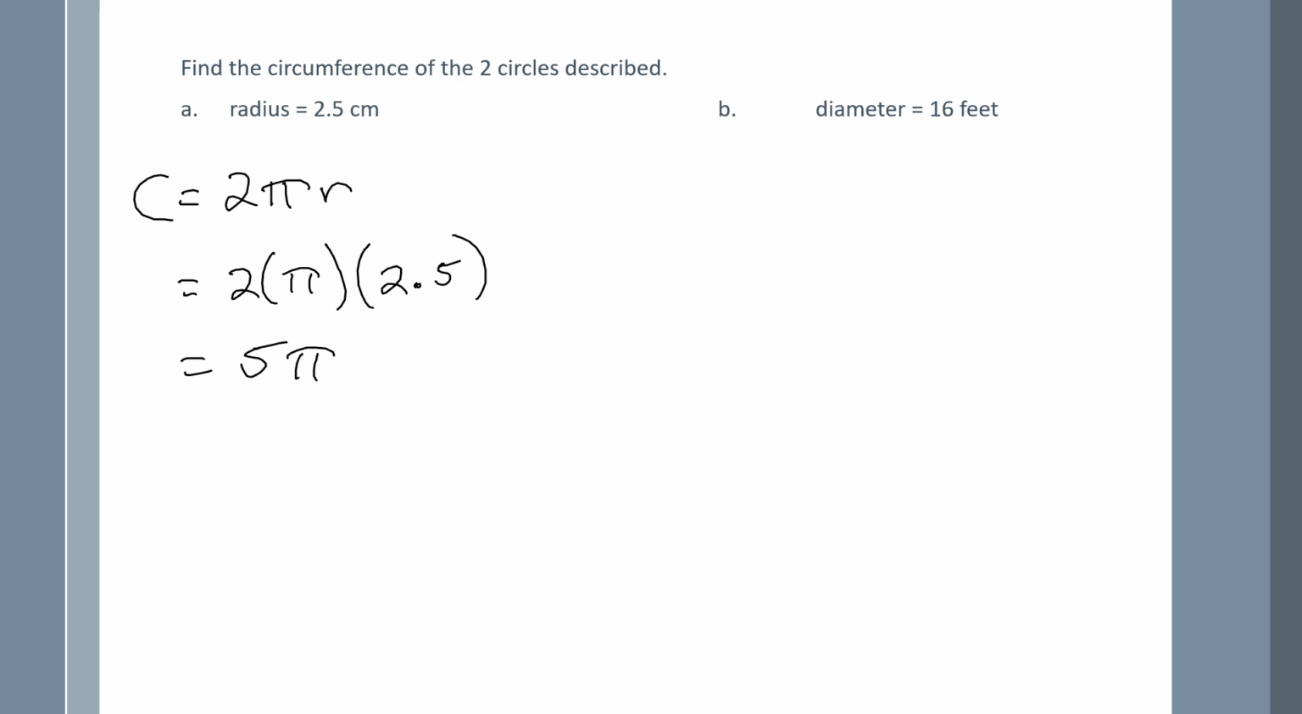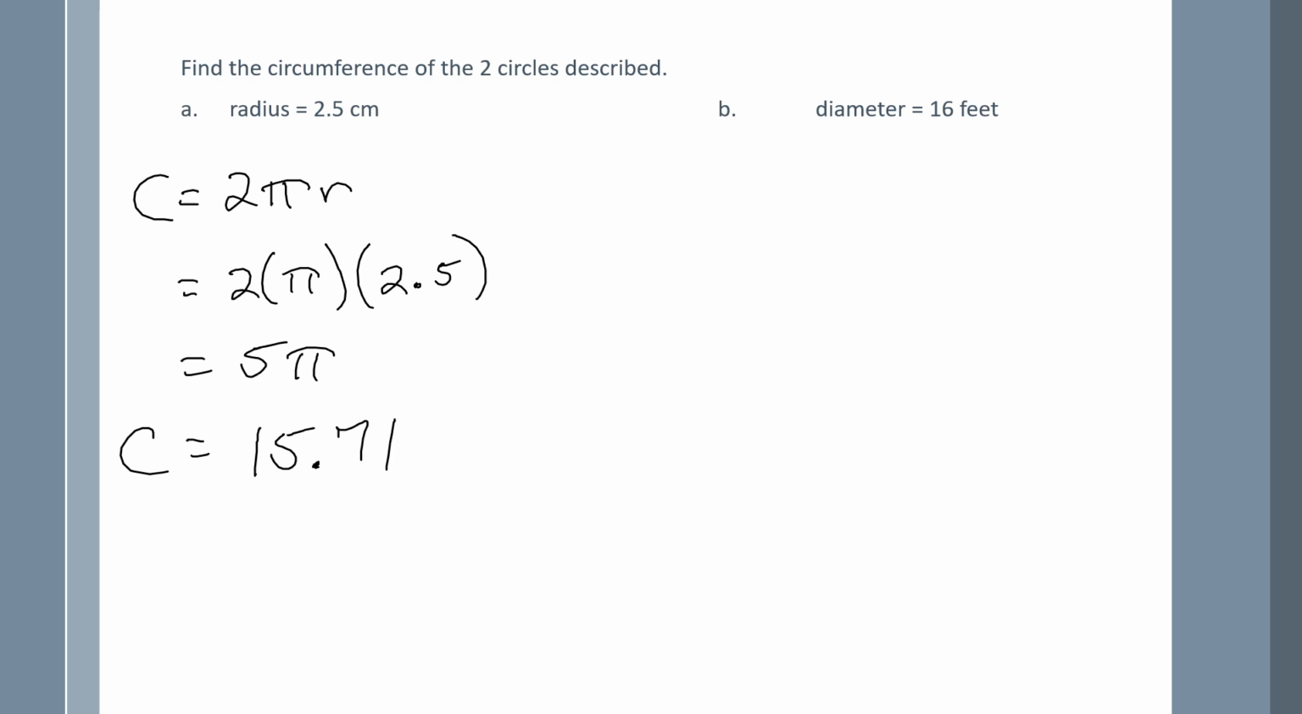If we want to find this to the nearest hundredth, we would just take our calculator and put in 5 times pi, and I've got 15.707, which would be 15.71. So we would say 15.71 is the circumference rounded to the nearest hundredth.